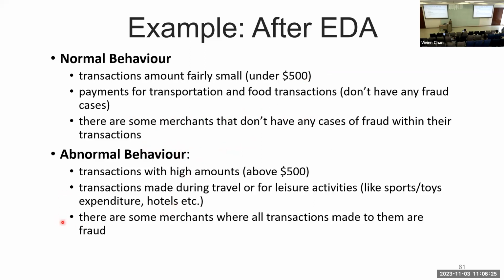But for the abnormal behavior, the transaction amount is very high, and the transaction category will be related to travel or leisure. For some of the merchants, basically all the transactions are fraud transactions. But remember, this is a synthetic data set, not a real life data set. Anyway, just to give you an idea. So now you have an idea what normal behavior is and what we call abnormal behavior.